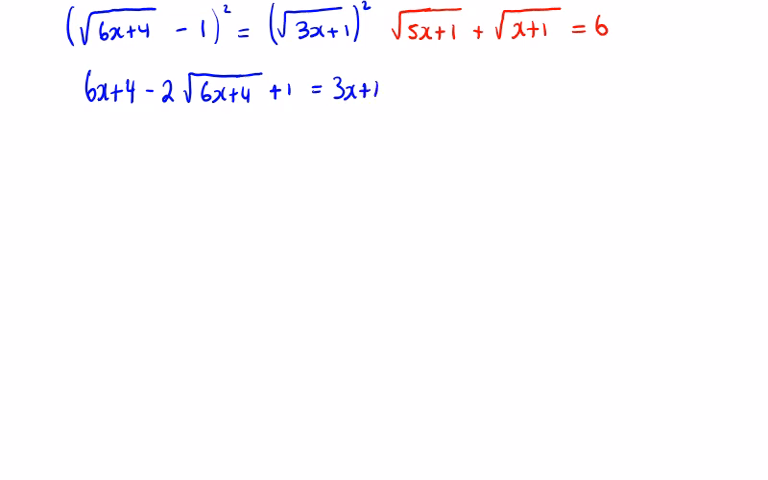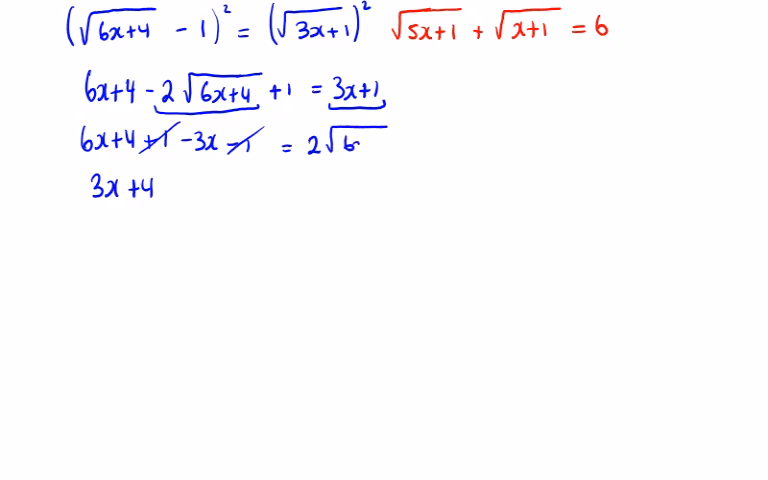Now, because we have a root left, we need to square both sides again. And that's what happens when we have 2 roots. So I'm going to bring these guys to the left. I'm going to bring this guy over to the right. So 6x plus 4 plus 1 minus 3x minus 1. They cancel, and I'm left with 3x plus 4. And it's equal to twice the square root of 6x plus 4.